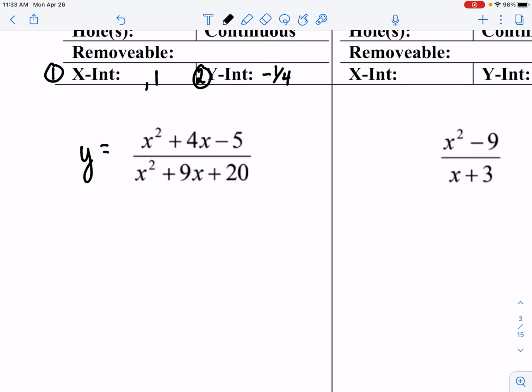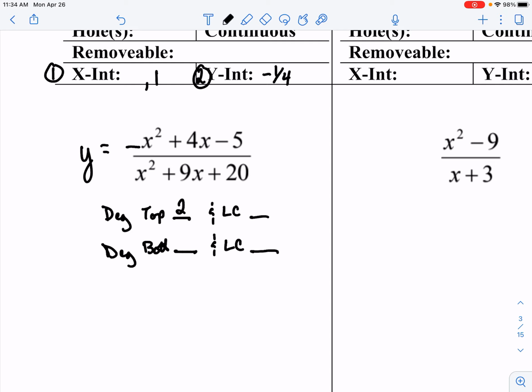So what I want to do is write the degree of top and its leading coefficient, and the degree of bottom and its leading coefficient. So the degree of my top, x squared plus 4x minus 5, is 2. Leading coefficient is the number beside the variable raised to the highest power, which is, we don't see it, so it's considered a 1. Degree of bottom, x squared plus 9x plus 20, is 2.